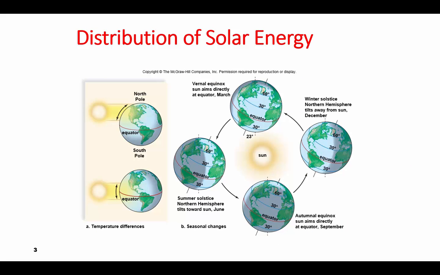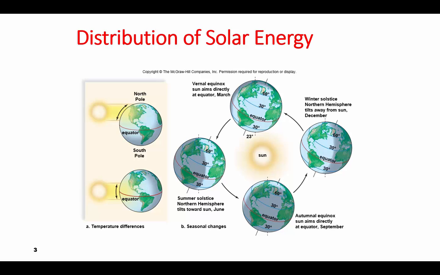So if we were to look at the distribution of solar energy, you would see that the Earth is a sphere. Don't forget that. And because of that, the beams that strike the Earth spread out over an area. So you can look there in figure A and see how even though it's striking in that area and it's hitting in that area, it spreads out over a further area.